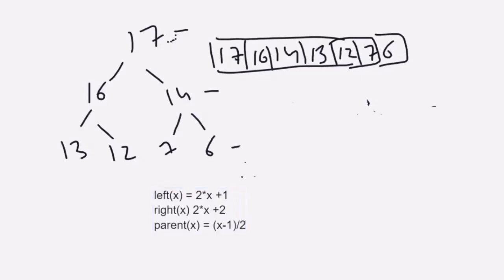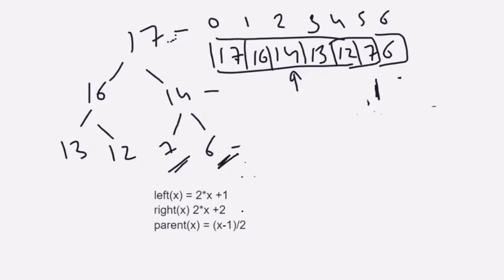Let's look at an example. Suppose you have 14 and you want to find its left element. 14 is at index 2. So 2 times 2 is 4, plus 1 is 5. Its left element will be at index 5, which is 7. Similarly for the right one, 2 times 2 plus 2 will be 6, and it's 6 here.